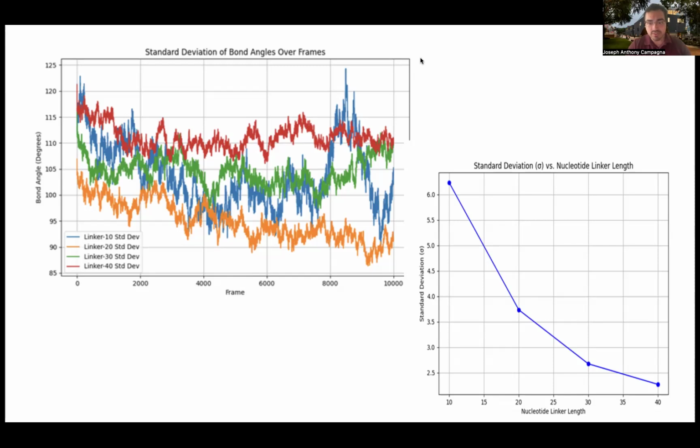Essentially, what I've discovered, assuming all things else are correct, is that we see more stability with a greater nucleotide linker length. We see less flexibility and hence more rigidity with a longer nucleotide linker length, which is counterintuitive. You would expect the 10 and 20 to have this lower standard deviation in bond angle distribution, when in reality, it's the opposite, or at least computationally.